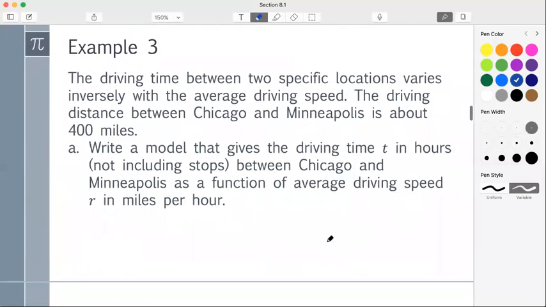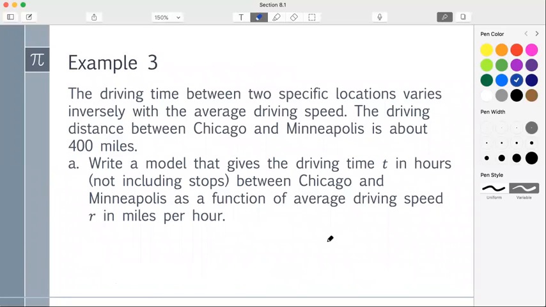All right, example 3. The driving time between two specific locations varies inversely with the average driving speed. So again, the driving time varies inversely with the average driving speed. Let's call speed R and time T. Step 1, I would write the equation T equals A over R.